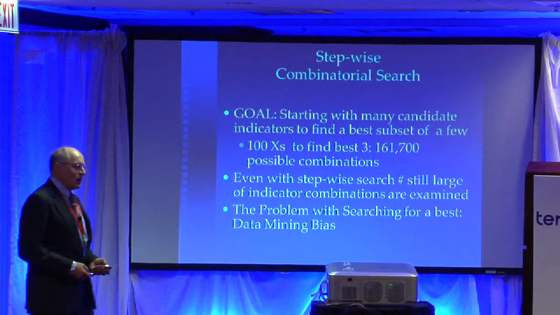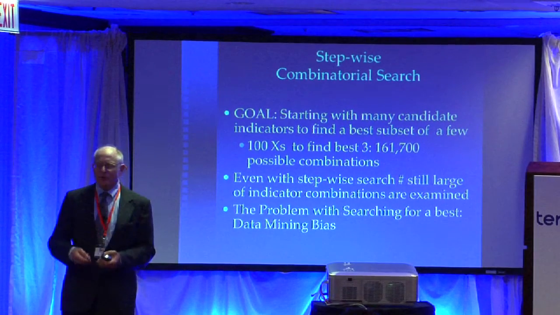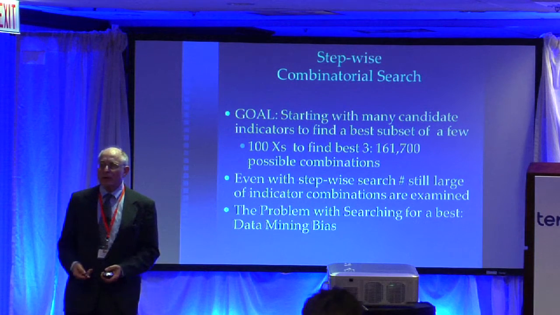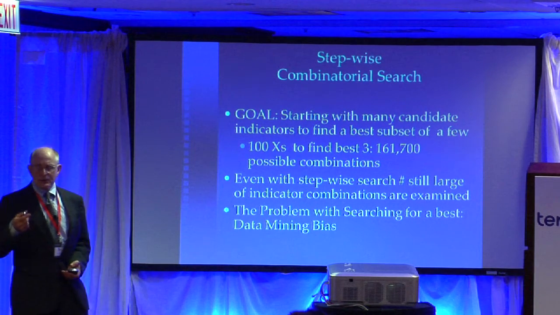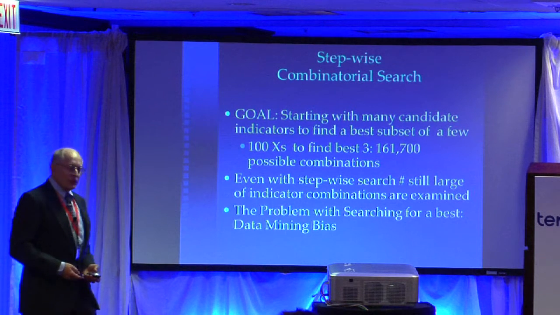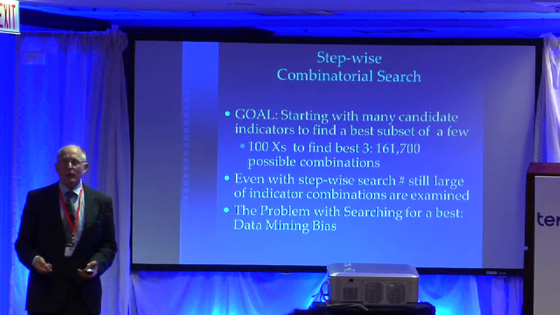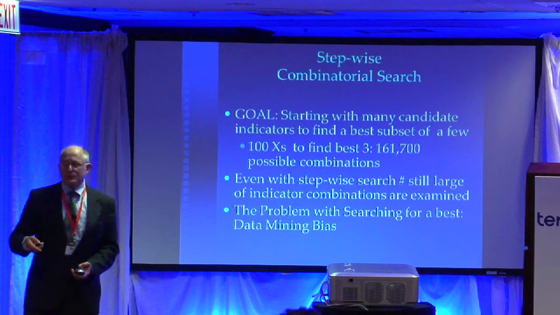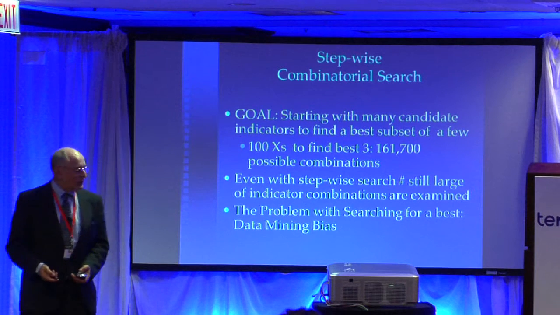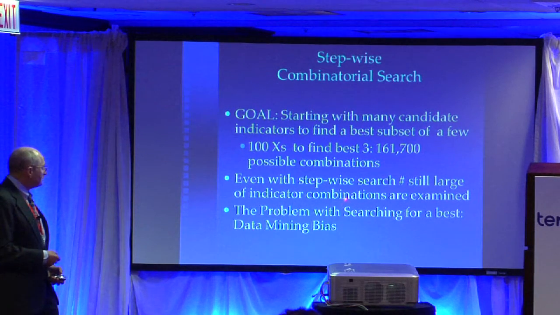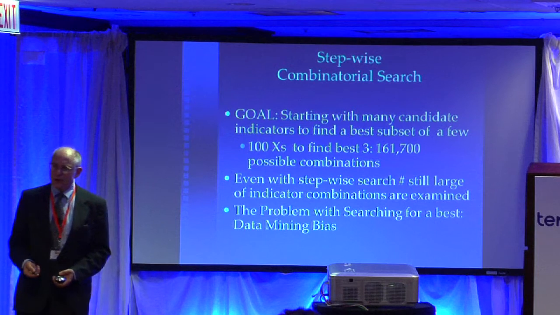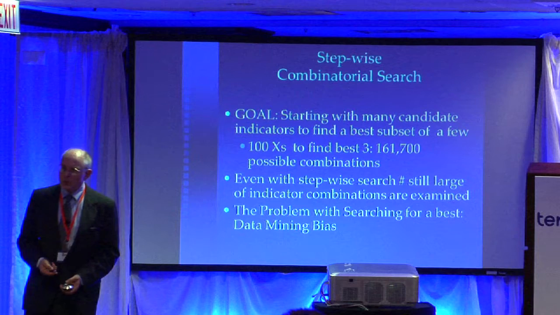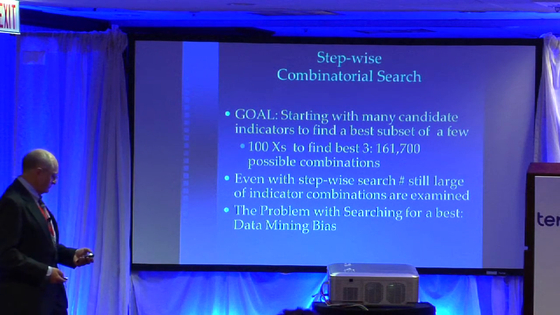The problem is that when you're looking for a best combination of predictors from a much larger candidate set, let's say you've got 100 variables you're looking at, which is not unheard of in our game, and you want to find the best three-dimensional combination, if you were to do that brute force, you'd have over 160,000 combinations. Even if you use a restricted approach, like a stepwise, which most data mining programs will use some variant of, there's still a large number of combinations. And when you look at a large number of combinations for a best, you wind up with this data mining bias problem.